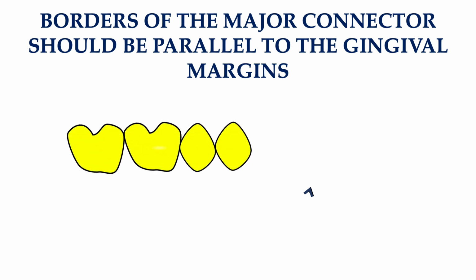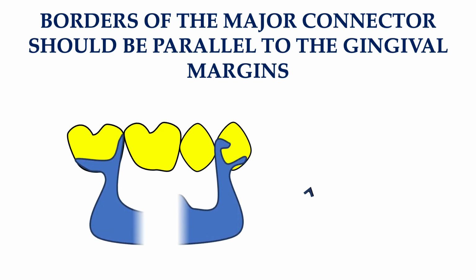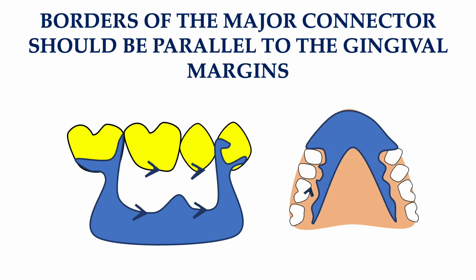Now, the second point of design consideration is that the border of the major connector should be parallel to the gingival margins. Look at the figure, we have a dentition and we have a major connector. As you can see in the figure, with the help of the arrow, the gingival margin and the connector margin should be parallel to each other. In the next figure, we have a dentition and a major connector, and the major connector is following the margin of the free gingival margin.